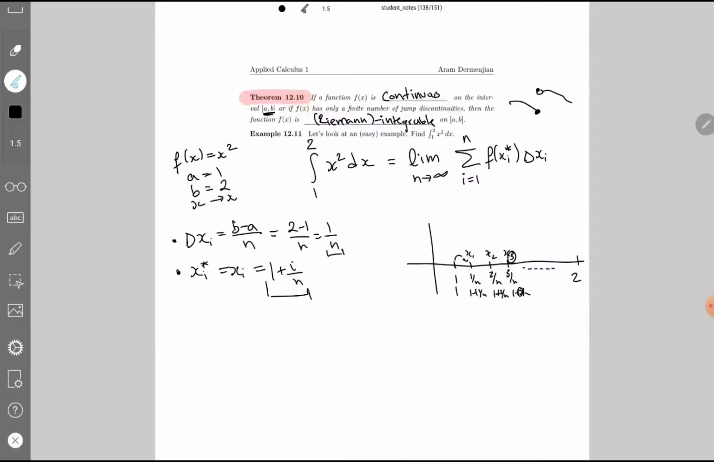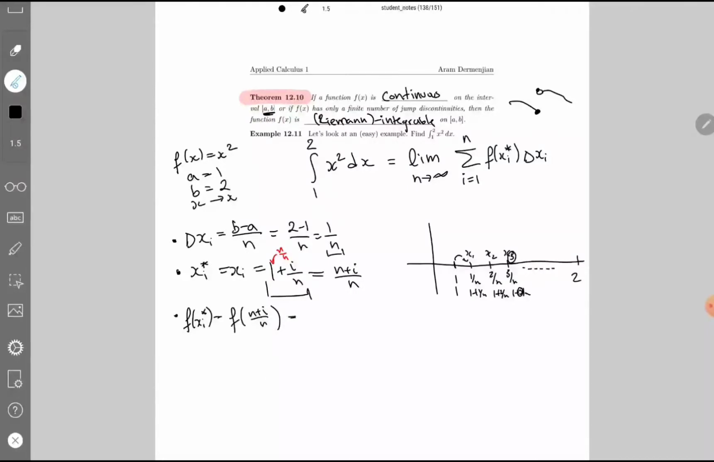And so let's make this into one fraction in order to make our lives easier. We're going to make this n over n. And here we get that this is equal to n plus i over n. Okay, so now we have xi star. So what is f of xi star? Well, we just plug it in. So we get f of n plus i over n.